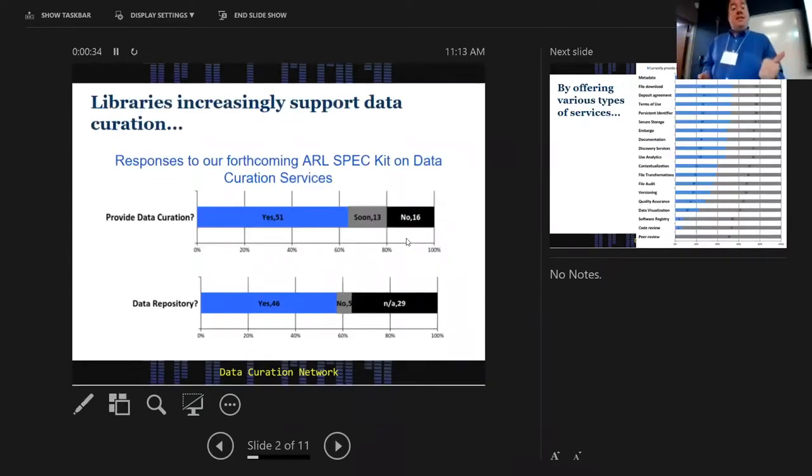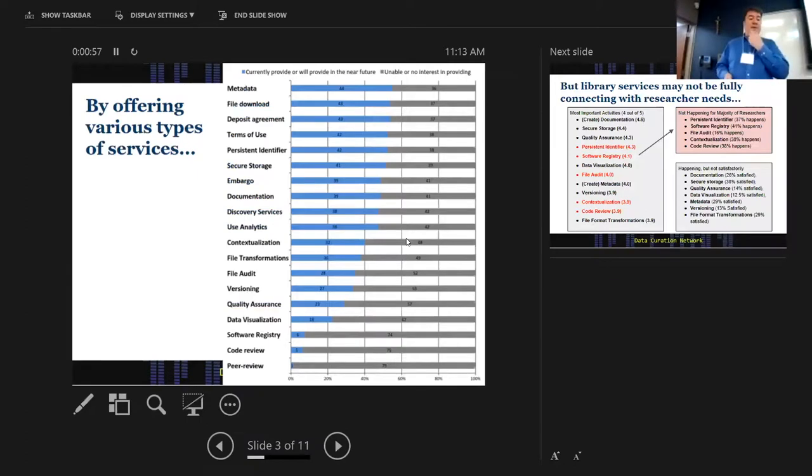So libraries are increasingly supporting data curation services. We did a spec kit for ARL that should be released any week or so now. And of the 80 responses, we had 56 people saying that they were either doing this or planning to do it very soon. And 46 indicated they had a repository of some kind that accepted research data.